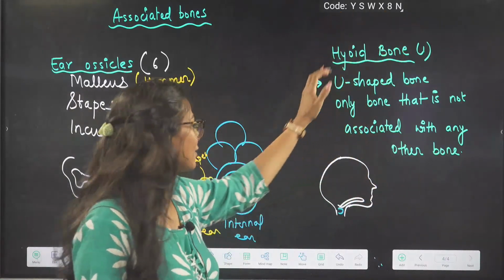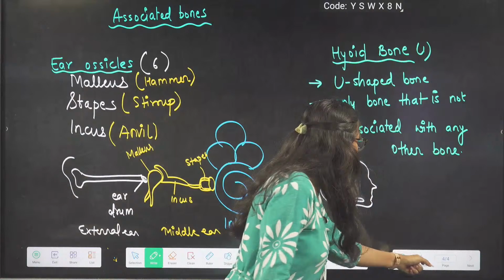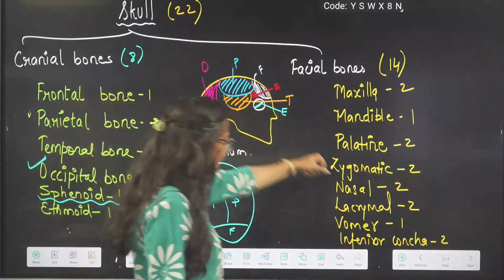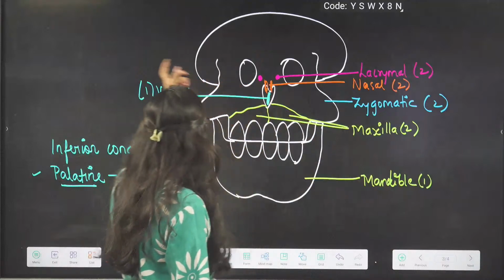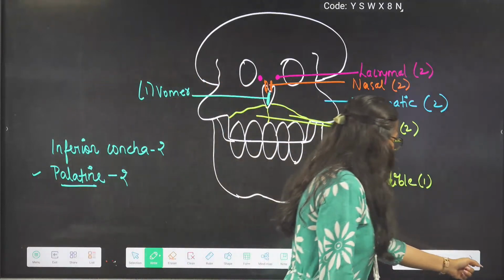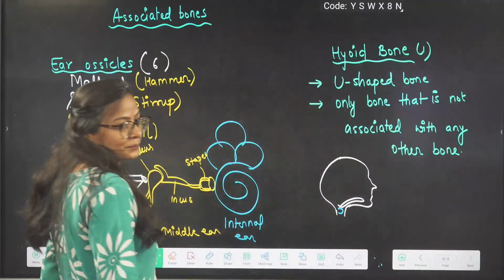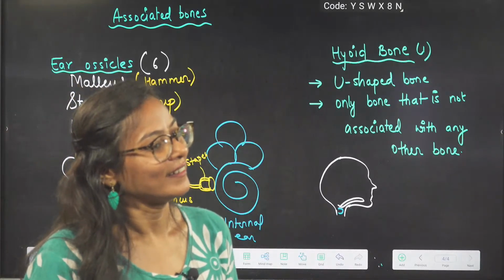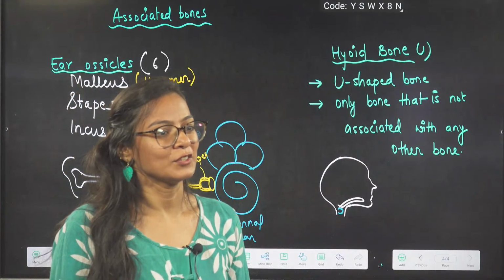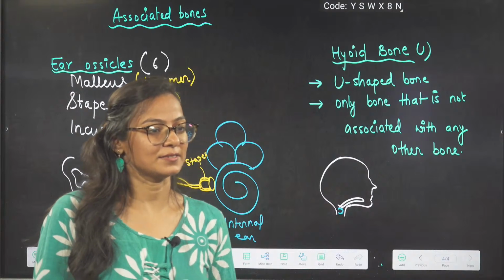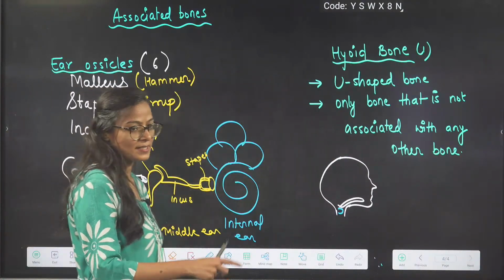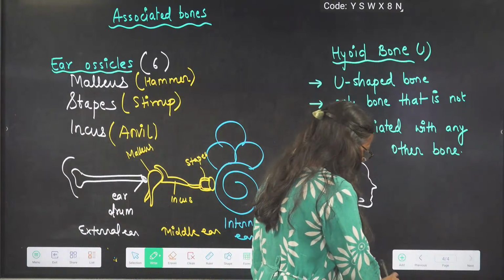So now can we calculate all the bones of the skull? Let me go back to those slides. Yes, 22 skull bones and then these associated bones. So 22 plus 7, how much? Yes, do the maths. 29.